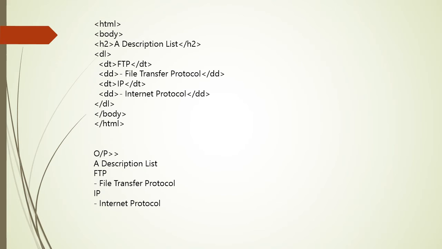We will write a simple program for defining a description list. HTML body h2 a description list /h2, then DL DT FTP. Now we want to describe more about FTP, so we are using DD tag. So we are saying file transfer protocol.